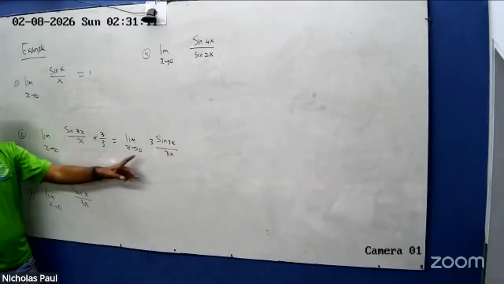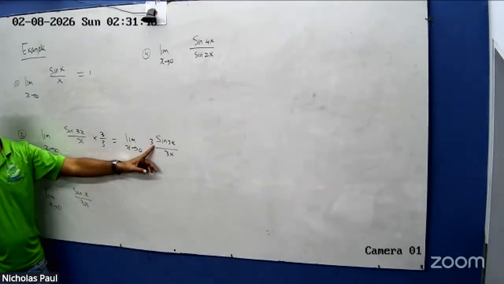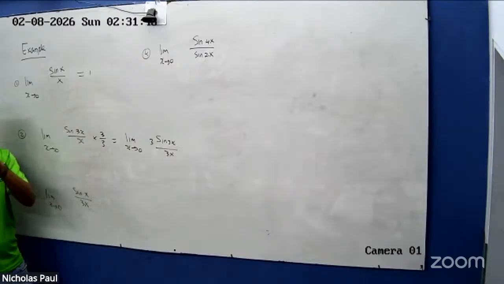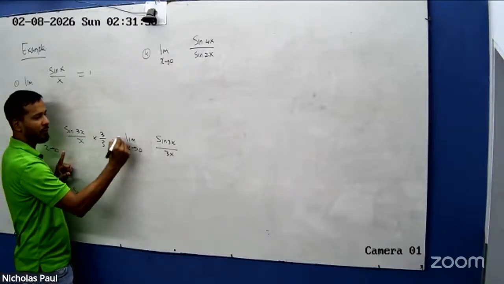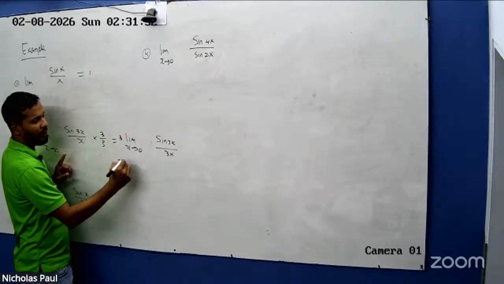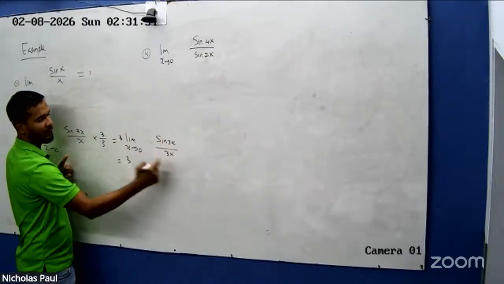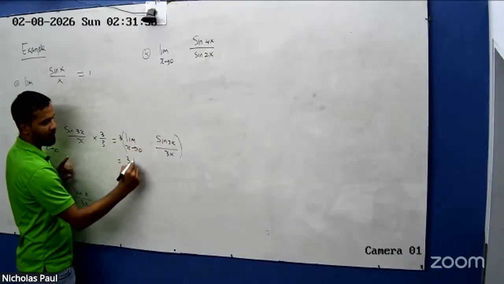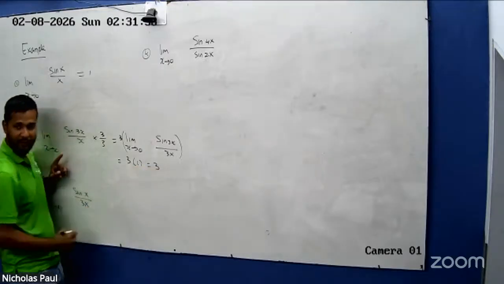Right? What can I do with this 3? Put it on the outside, right? You use rule number 1. And now, this value here is 1. So it's 3 by 1. So the answer is 3.